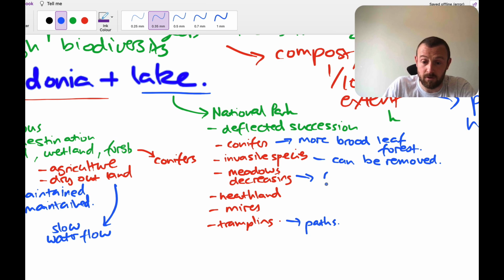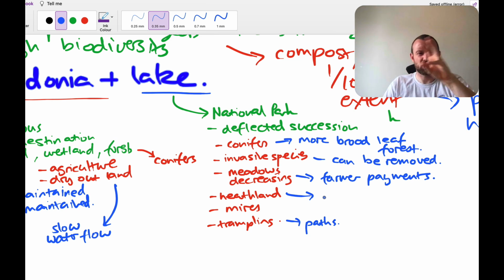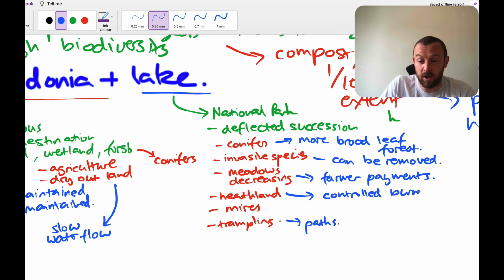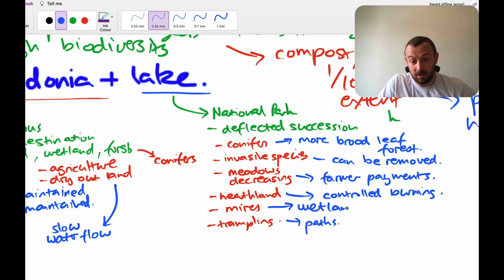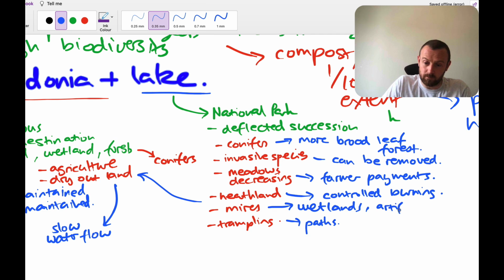Meadows decreasing: farmer payments, so that farmers do have meadows. Heathland is where you've got areas of land with little bushes and shrubs and stuff like that. So again, controlled burning, so that it doesn't have a big fire, but there are controlled fires to maintain the ecosystem. And mires are wetlands. Again, like before, some farmers have been seeking to dry out the land. But again, we can create incentives and grants and money to maintain the wetlands, often with even artificial dams and stuff like that to maintain water levels.